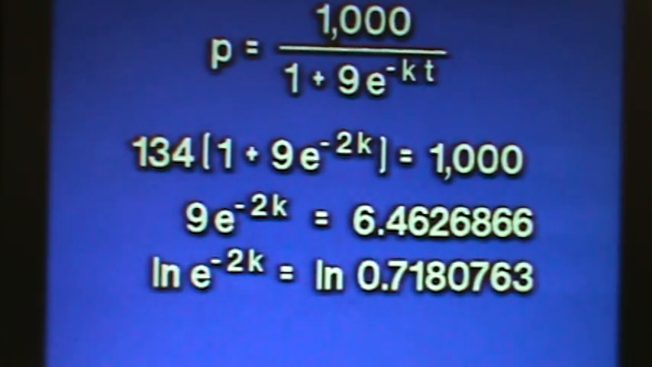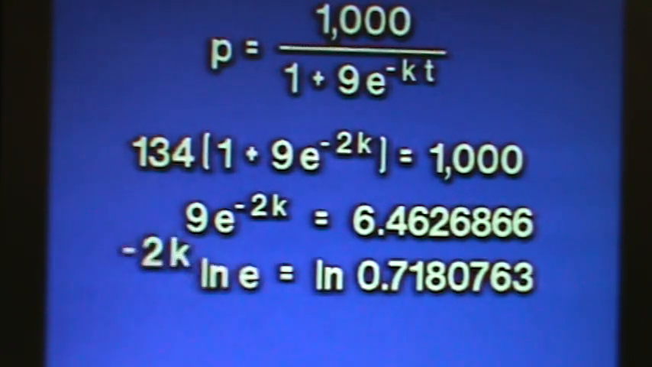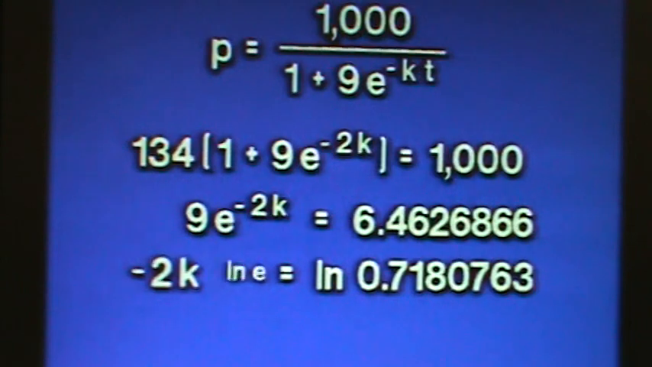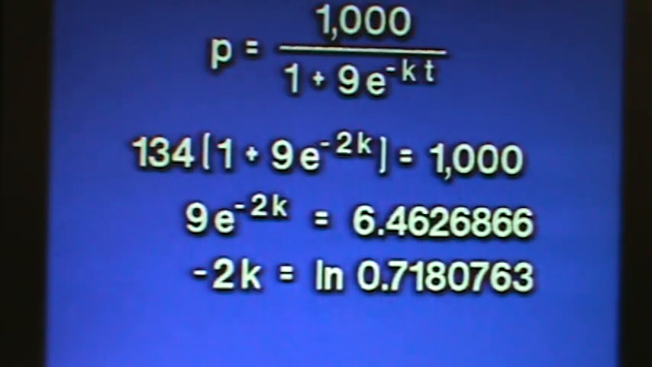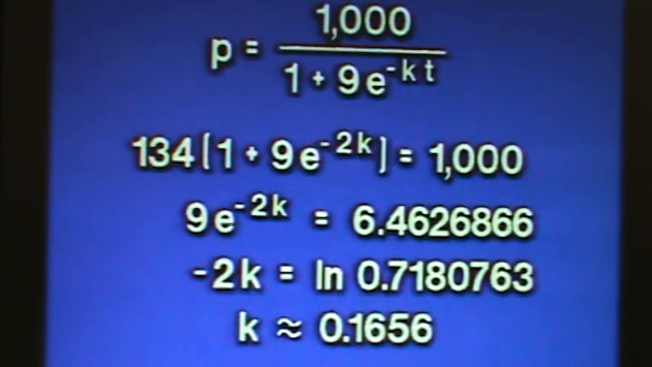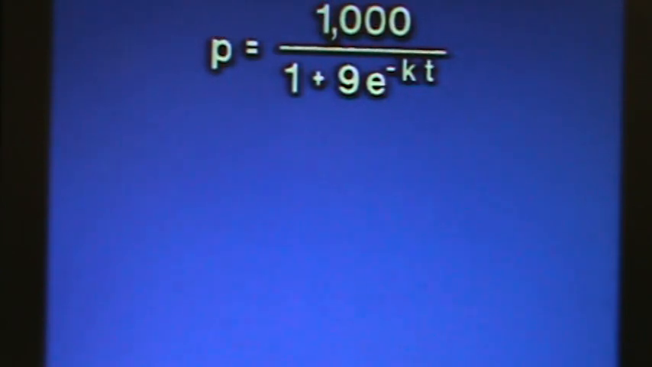Now, in doing so, on the left, the negative 2k will become the coefficient of ln e, and of course ln e will go out. Dividing on both sides by negative 2, we find k to be approximately 0.1656. This information is replaced within our mathematical model, and the model looks like this. Now it's time for us to go back and complete our problem.